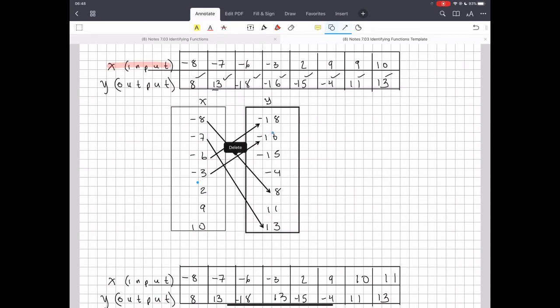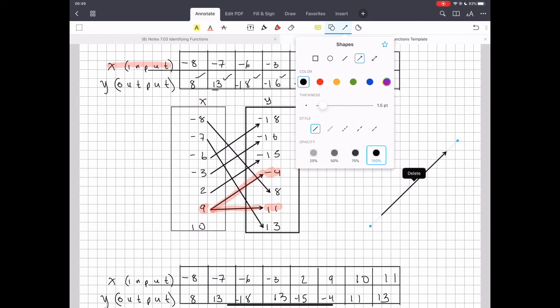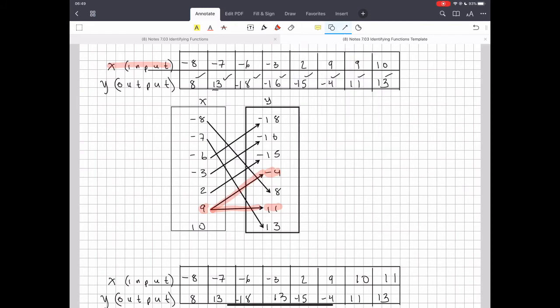-3 to 16, 2 to -15, 9 to -4, 9 to 11, and I can stop right here for a second. Look, the 9 leads to 2 outputs. So this is not a function. I'm just going to draw the last arrow. We should always finish off the mapping diagram. The 10 goes to the 13.